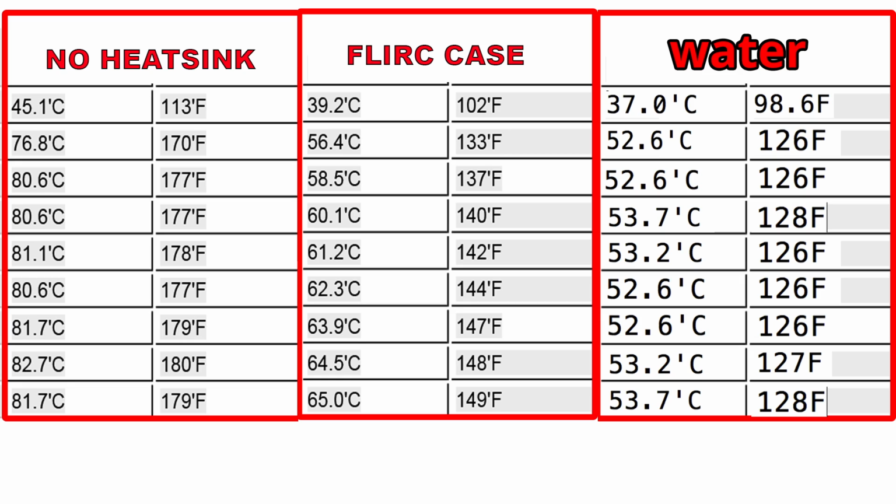The very first test I ran was no heat sink. The lowest temperature was 45.1 degrees Celsius and the highest was 82.7. With no heatsink, in the first 4 minutes of this test, the CPU started to throttle and bring the speed back to cool the CPU off. In the middle, we have the Flirt case: lowest temperature 39.2, and the highest temperature was 65 degrees Celsius. So the Flirt case handles this test perfectly.